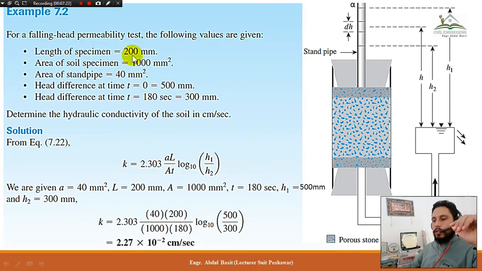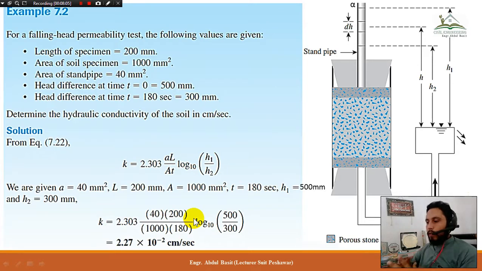L is the length of the specimen, which is 200 millimeter, and A is the area of the soil specimen, that is 1000 millimeters square, and t is the total time for which the test was performed. So it is 180. And h1 and h2: h1 is 500, h2 is 300. So that is all the information given over here. You just need to do the calculations and the answer will be in centimeter per second.